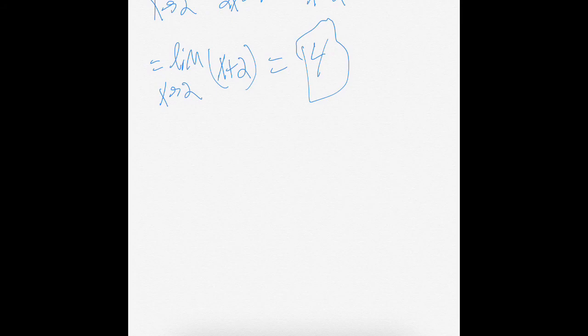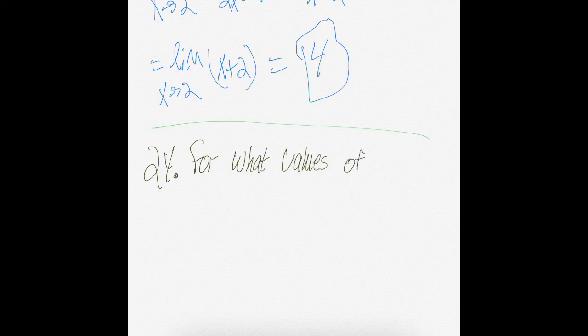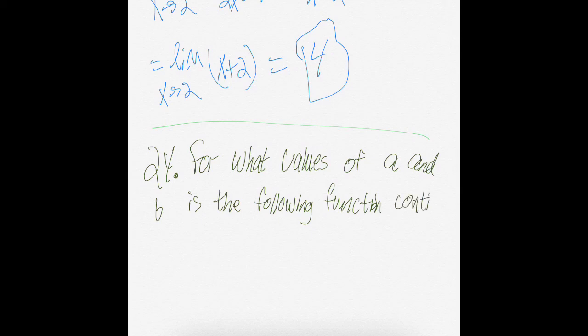And the final problem I would like to do is in a similar vein. It is problem 24. And 24 asks us for what values of a and b is the following function continuous at every x.